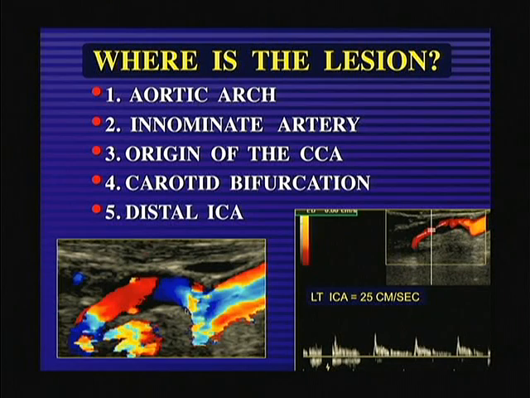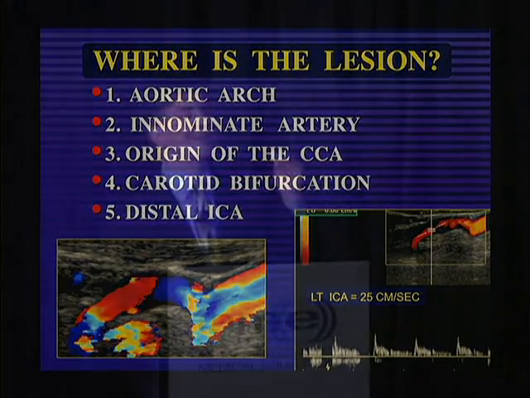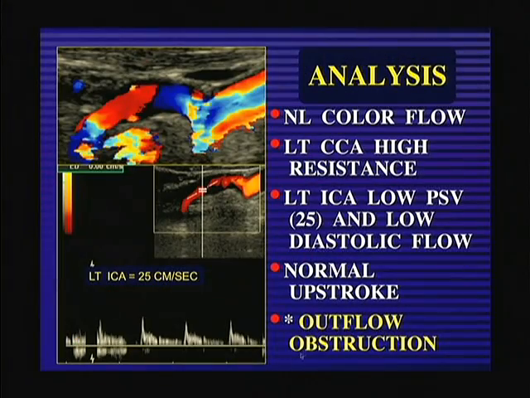So if we're going to postulate where the lesion is, I'm going to say it should be in the distal ICA. Because even in this sample from the internal carotid artery, I have a nice normal systolic upstroke. The inflow is fine. It's just increased resistance to flow downstream. Again, normal color flow on the color display. The left common carotid artery showed high resistance. Increasing resistance and low peak systolic velocity in the internal carotid artery with a normal upstroke spells outflow obstruction.